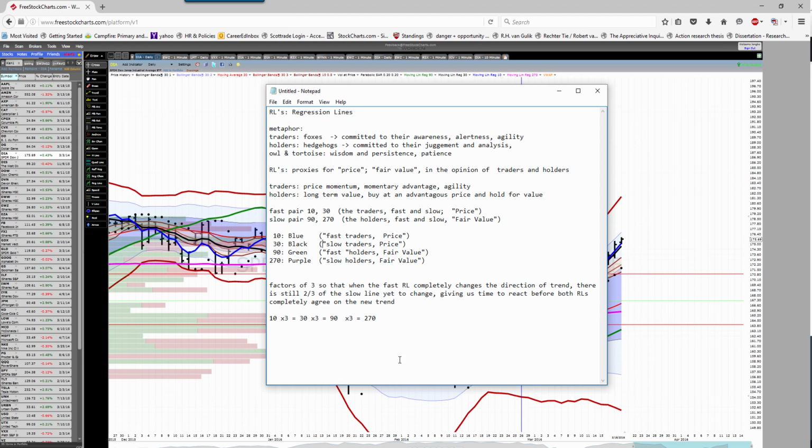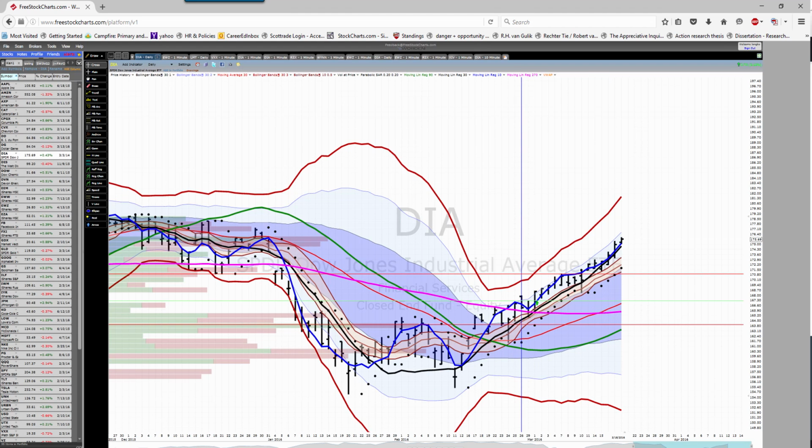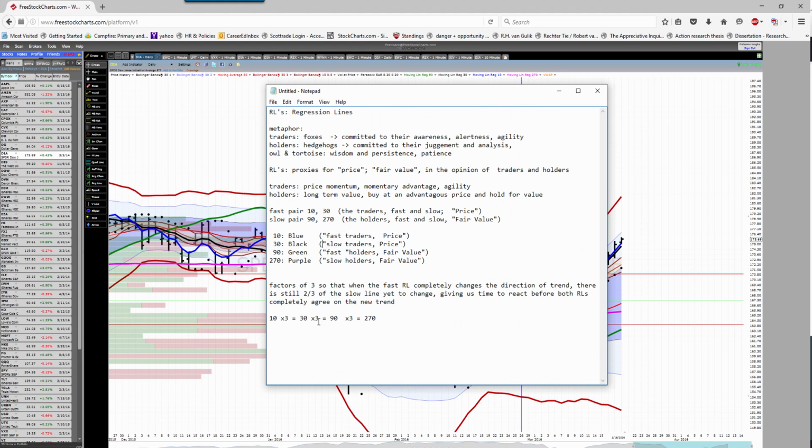You'll notice that there's factors of 3 in between members of the pair. And the reason is that when the trend is in the same direction, the fast and the slow trend, the lines overlap. When that trend changes and you get 10 bars of price in a different direction, in 10 bars, that 10-period regression line has completely changed its direction. But 2/3 of the slow regression line in that pair are still pointing in the old direction, and there's still 2/3 of the price has to adjust. And so that gives us time to react and make our trades before both regression lines are in complete agreement on the new trend.